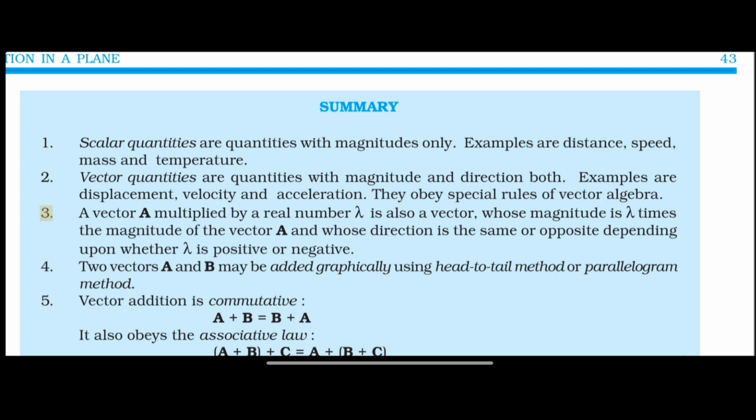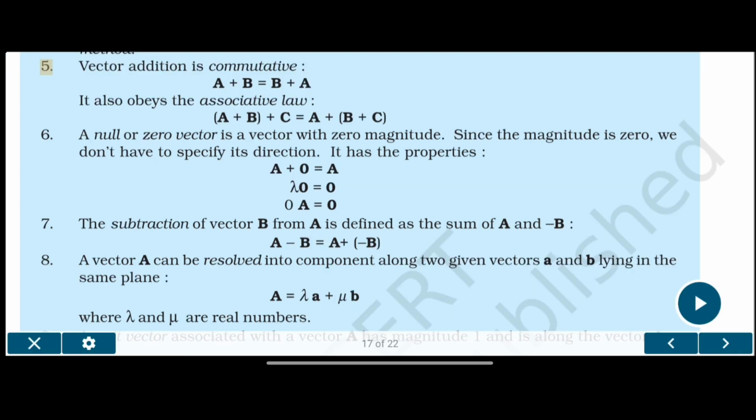3. A vector A multiplied by a real number lambda is also a vector, whose magnitude is lambda times the magnitude of the vector A and whose direction is the same or opposite depending upon whether lambda is positive or negative. 4. Two vectors A and B may be added graphically using head-to-tail method or parallelogram method.